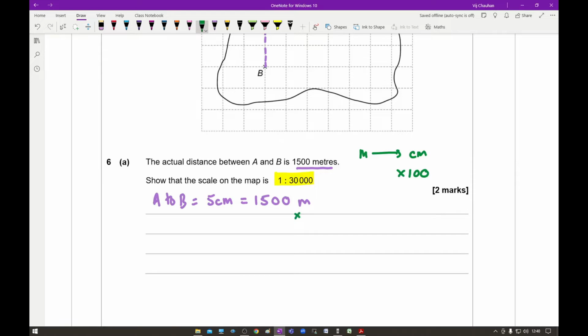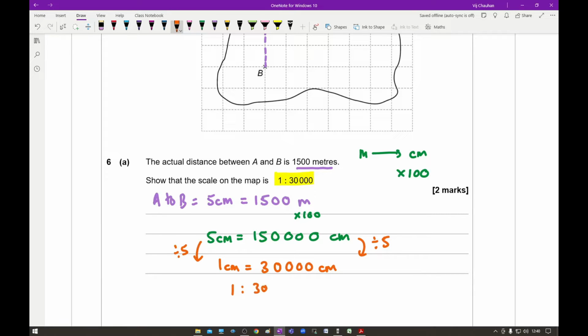So I multiply this number by 100, in which I get 5 centimetres is going to equal 150000 centimetres. And then what I need to do is simplify this. So if I divide both sides by 5, I'm going to get an answer of 1 centimetre equals, oh, not 15, 150000 divided by 5 is 30000, so it's going to be 30000 centimetres, which equals 1 to 30,000, as it wanted me to show.